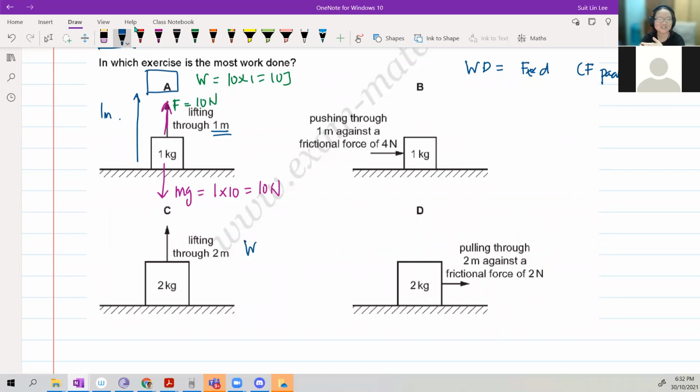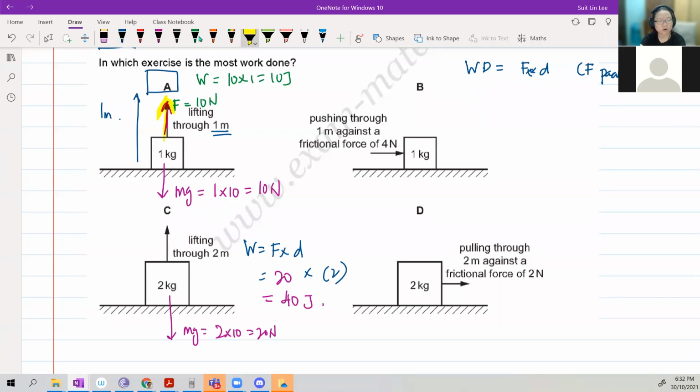This one, again, work done is Fs, or FD. We move 2 meters, and the weight is 2 times 10, which is 20 Newton. So I'll put 20 here. This is 40 joule.